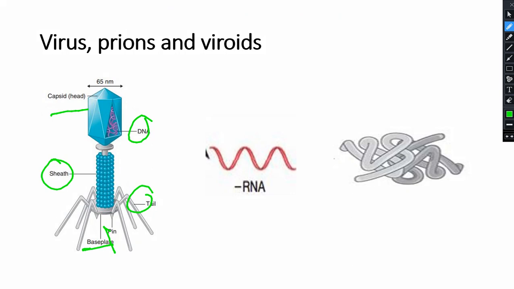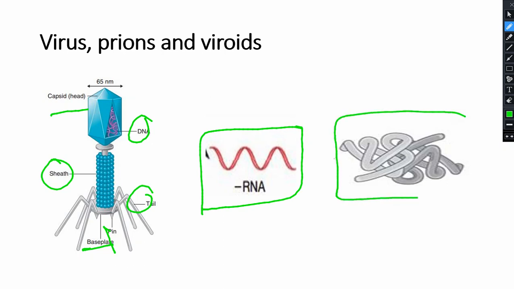Prions could be a strip of RNA like this, but they are infectious. They are causing infection. And viroids, they could be in the form of protein like this. So these would be an infectious protein, they would cause infection in plants, particularly.